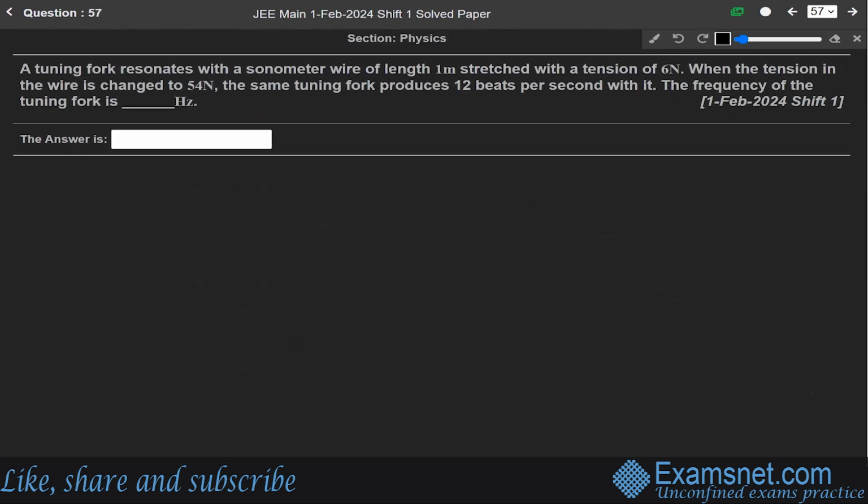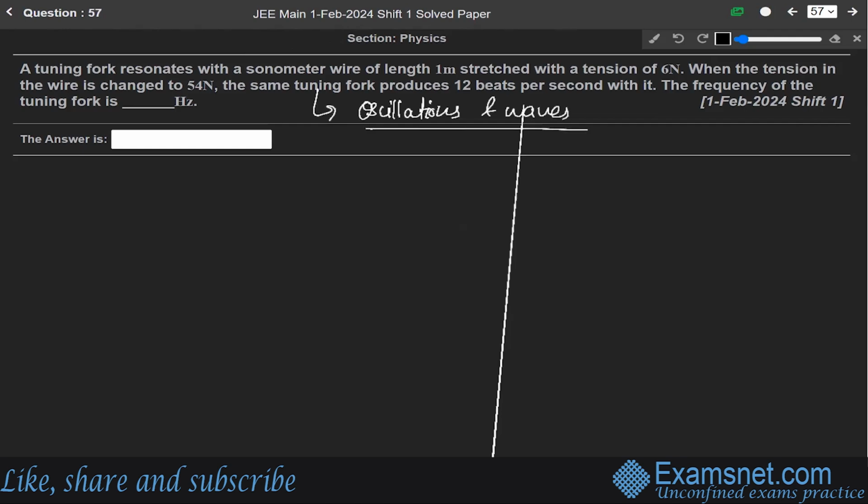Now next question 57. A tuning fork resonates with a sonometer wire of length 1 meter stretched with a tension of 6 Newton. When the tension in the wire is changed to 54 Newton, the same tuning fork produces 12 beats per second with it. The frequency of the tuning fork is? Okay. So this question is from the chapter of oscillations and waves. So we have to find the frequency of the tuning fork.